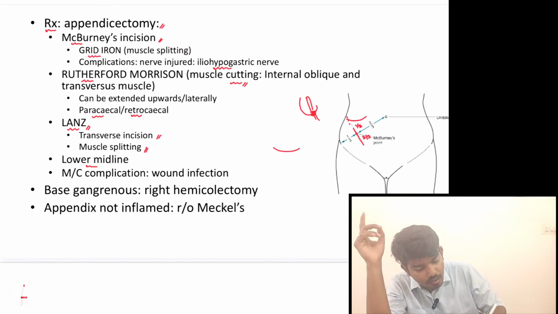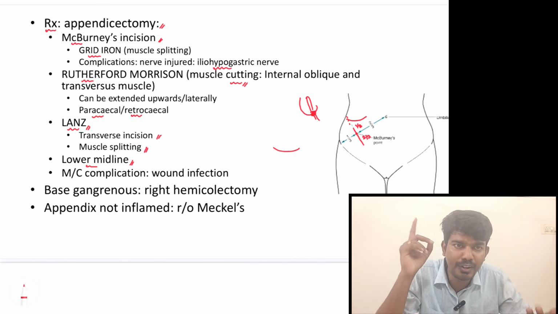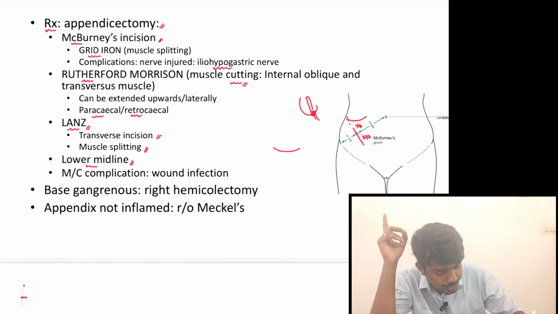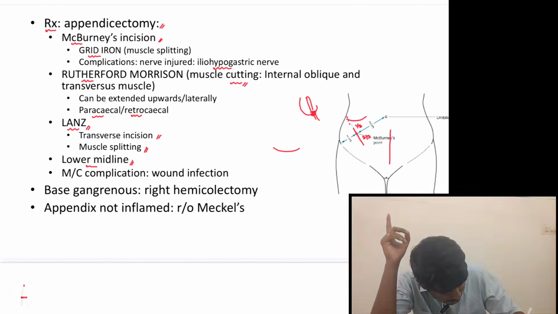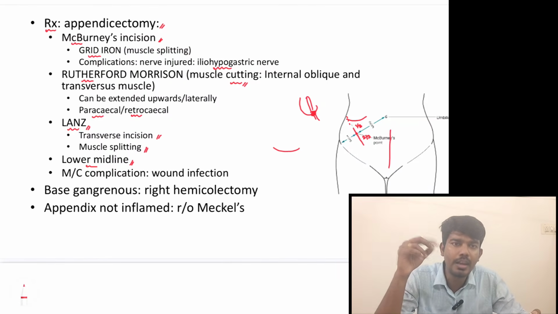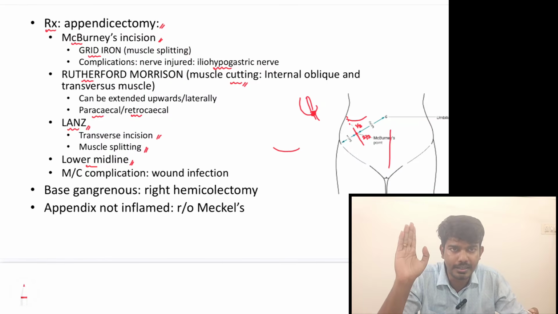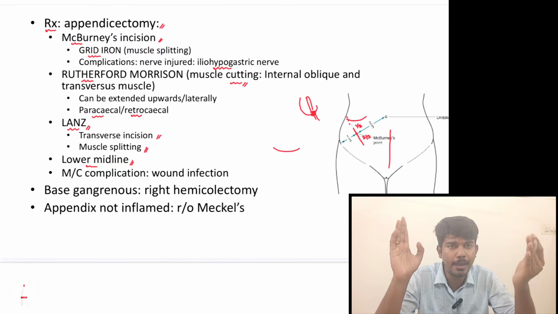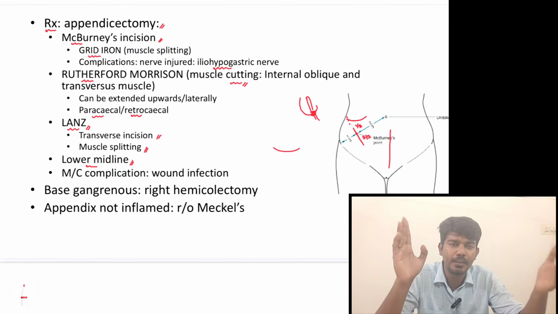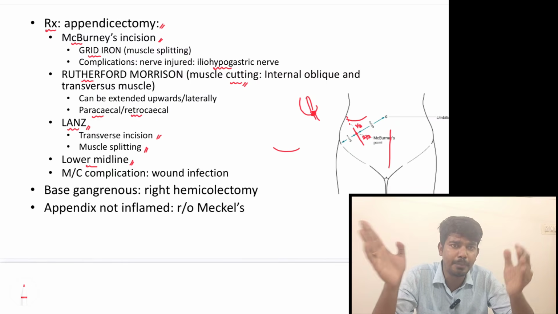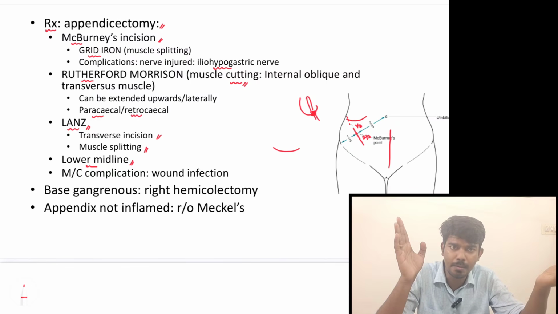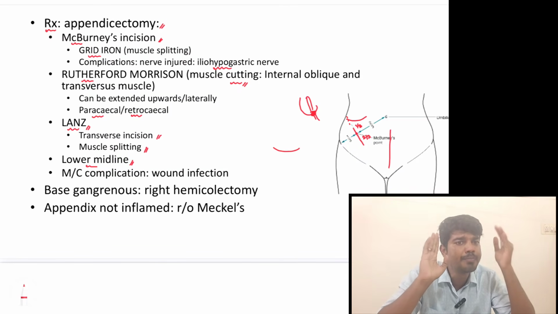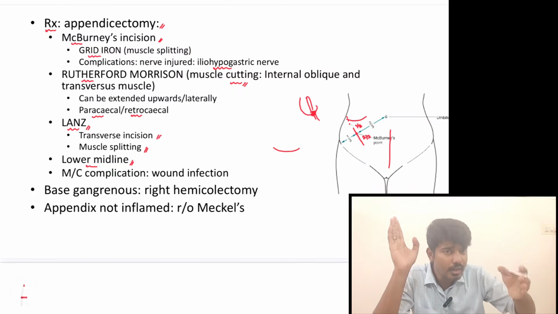Then if it is a complicated appendicitis, where the appendix has perforated and there is peritonitis, we are going to go for a lower midline incision, like a laparotomy incision. That is done for any complicated appendicitis. If there are other complications like perforation, fecal peritonitis, we have to give a wash. To find the appendix easily, we go for a lower midline incision.